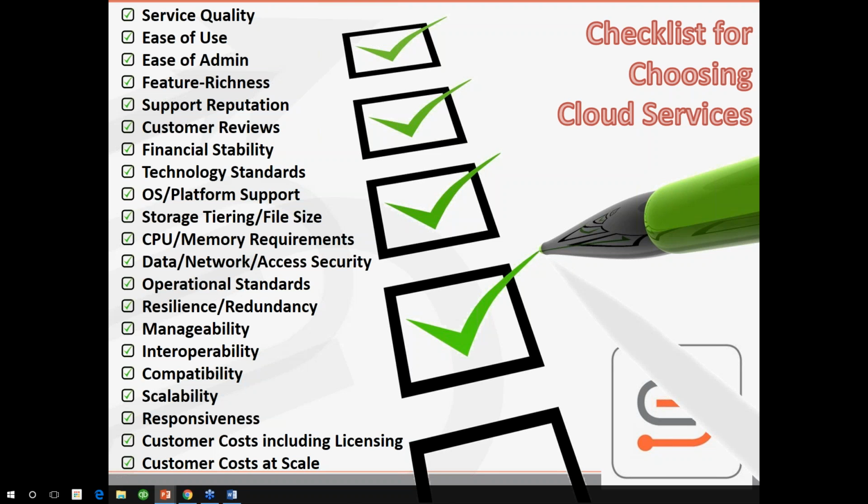You want to know that the cloud provider you're using is financially stable, that they've been around for a while, that they're going to be around to support you in years to come. You want to know that they adhere to technology standards that make them easily interoperable with other platforms. You want to know that they use standard operating systems, standard platforms, that they're not using some self-designed proprietary standards that nobody else will be able to connect to.